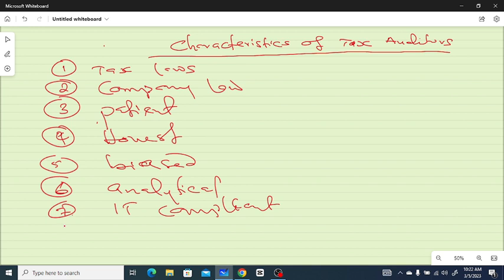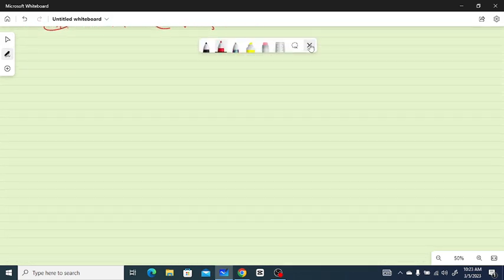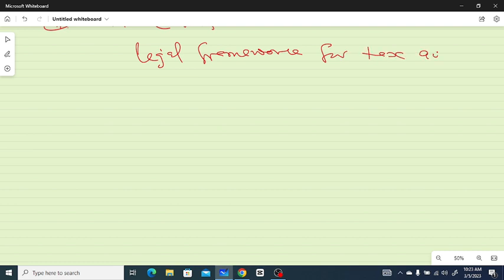Then we are going to now look at the legal framework for tax audits. The relevant legislation that regulates the imposition, assessment, and collection of revenue in Nigeria.